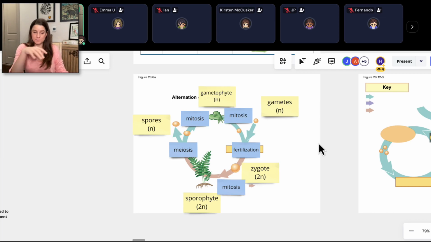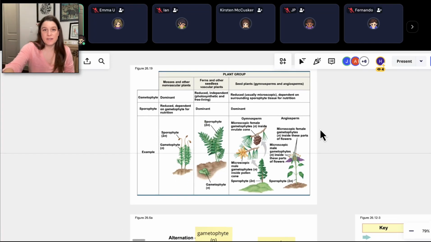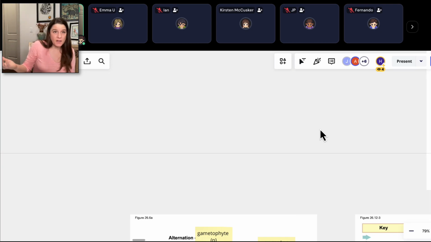I'd have a life cycle. I'd expect you to know mitosis, meiosis, fertilization, and the features for each plant group. So it's like you're walking in the forest and you see a plant that has seeds and pollen, but no flowers. What have you found? You'd say gymnosperm.